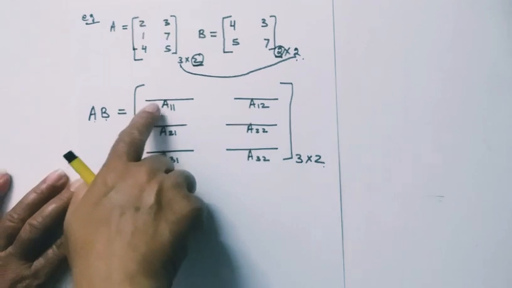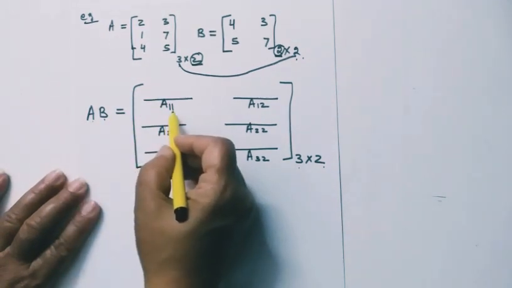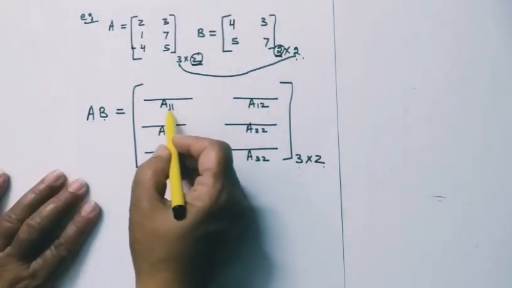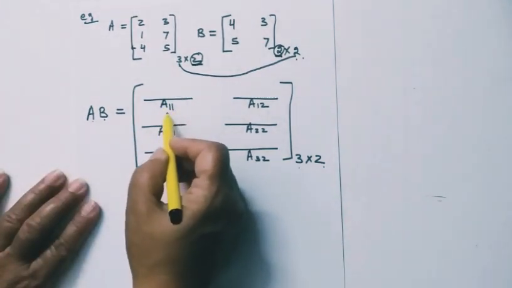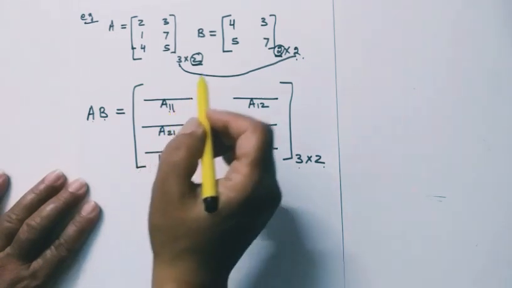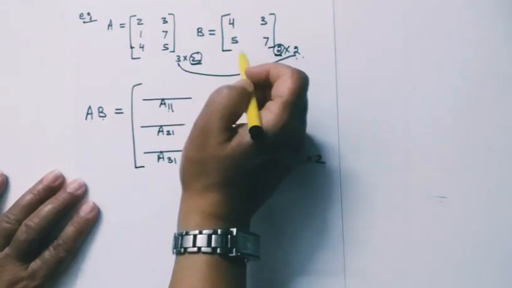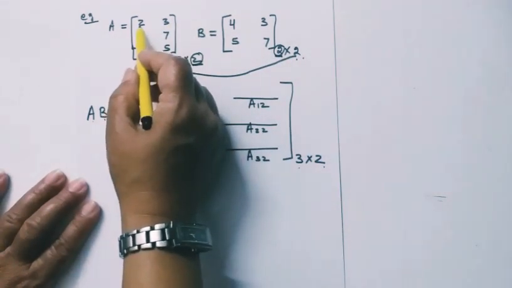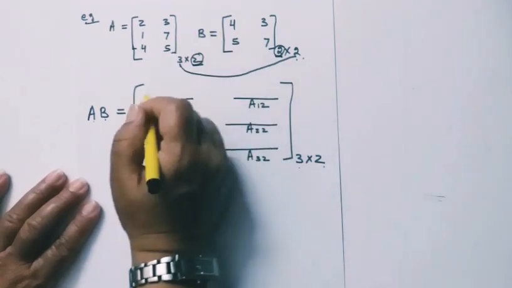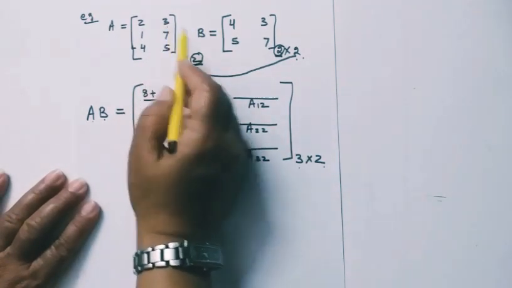So when you have to fill A11, you take first row of A and first column of B and you multiply them, because 11 is written here, so you take the first row of A and the first column of B and multiply them. So this is the first row of A, this is the first column of B. So you multiply 2 with 4, 2 into 4 plus 3 into 5.